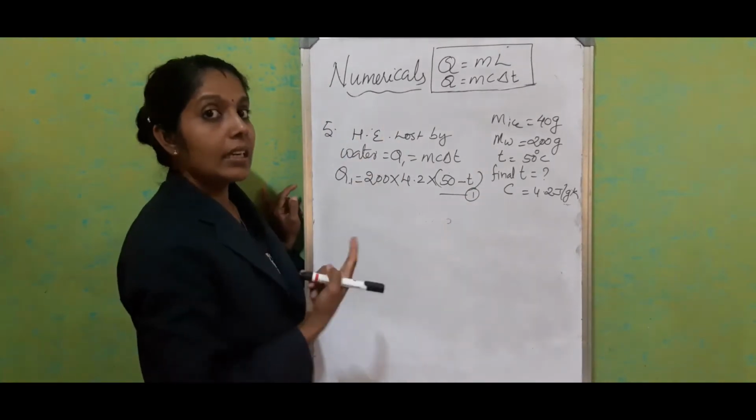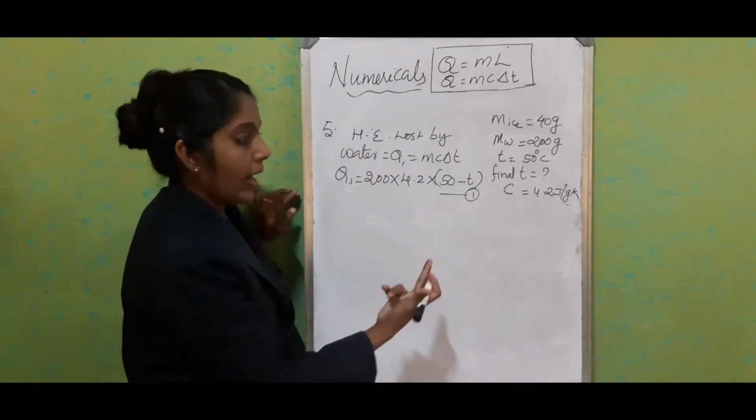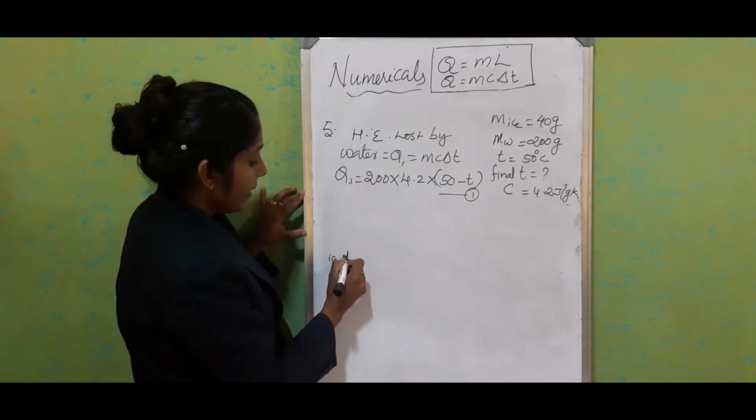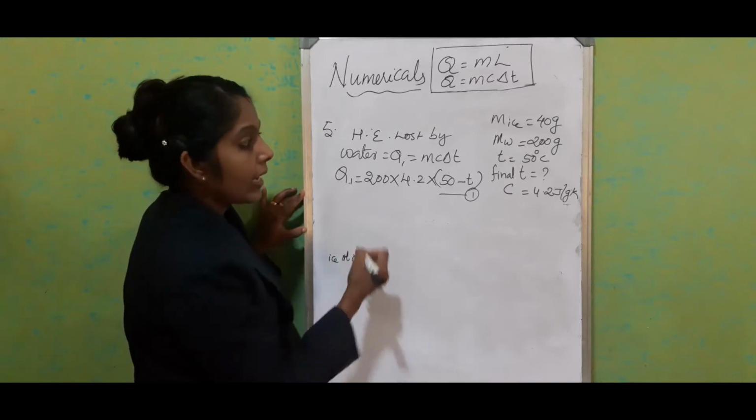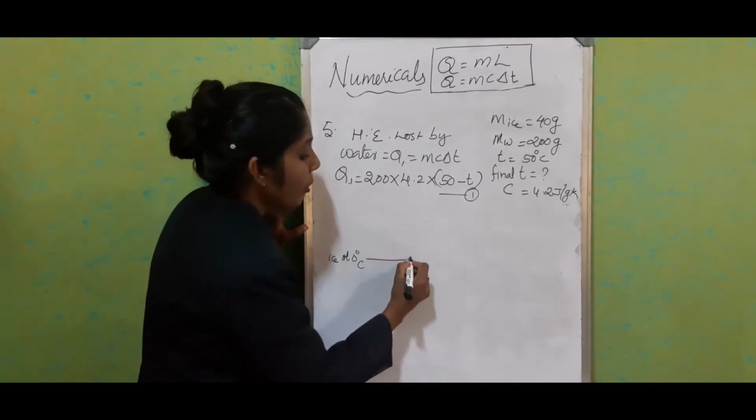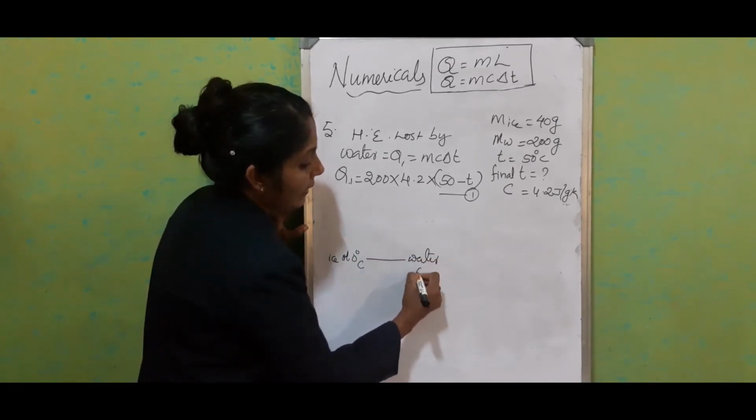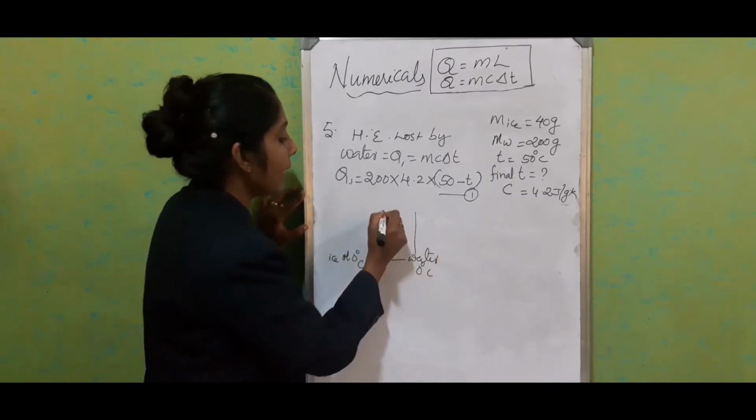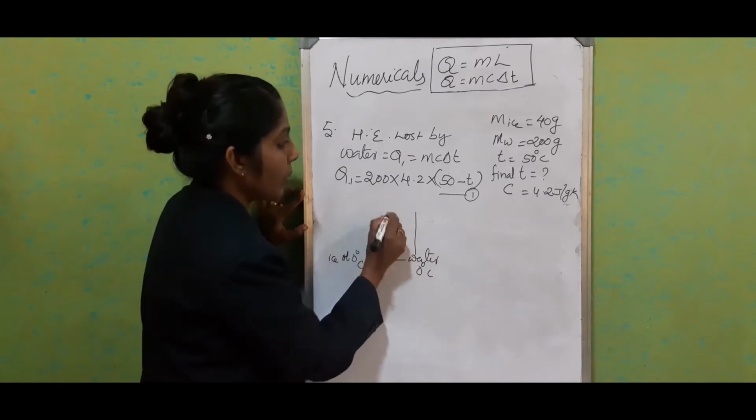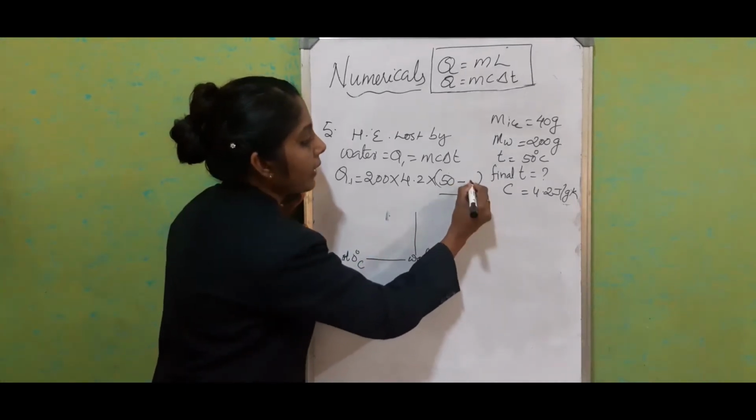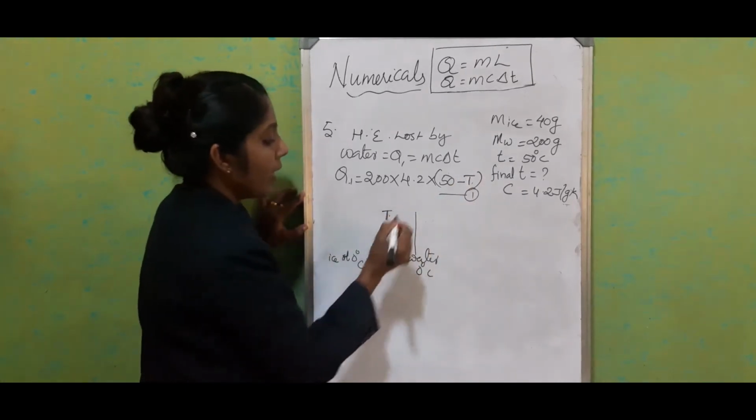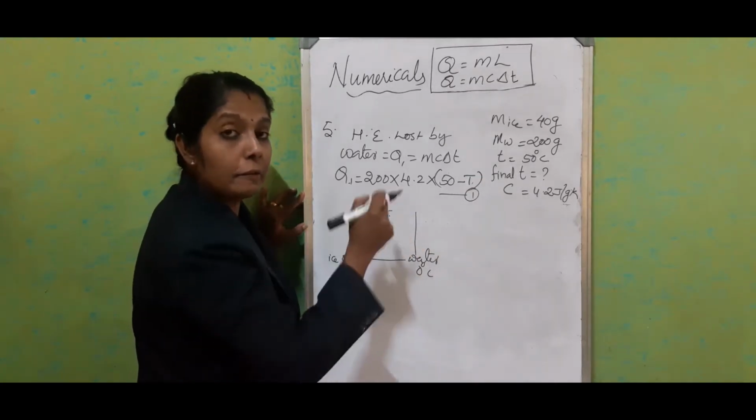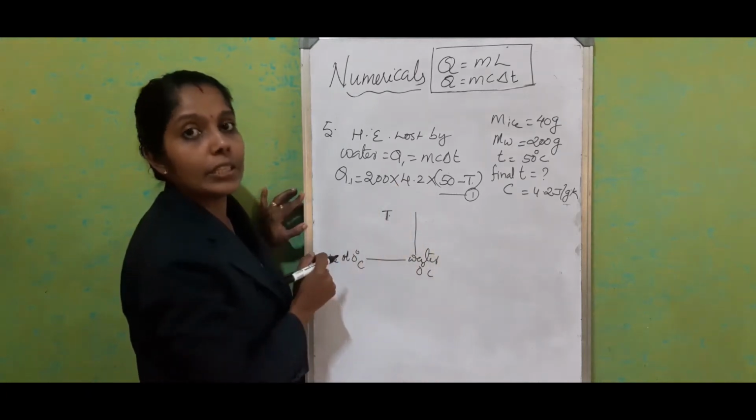Now we'll see the right side. Before that, we have to draw a figure. Ice at 0 degrees Celsius. First, it has to reach water at 0 degrees Celsius. Then it increases the temperature and attains a final temperature, which we don't know, so I'll write it as capital T. So here, two processes are happening: phase change and change in temperature.